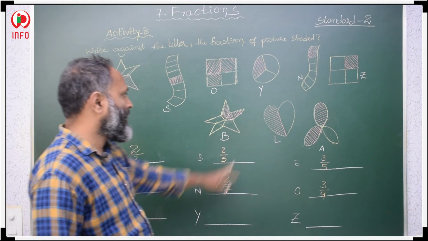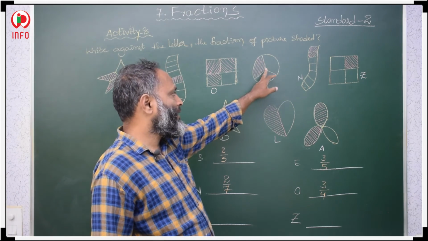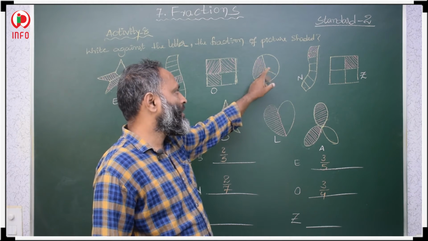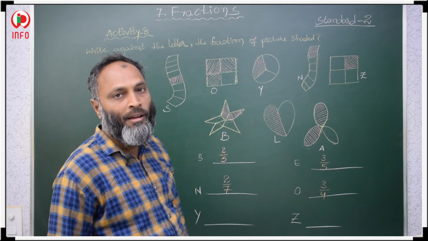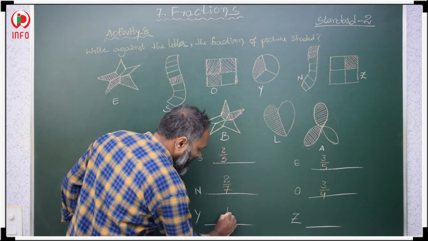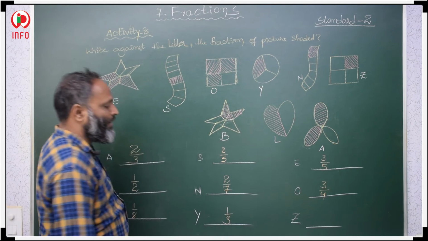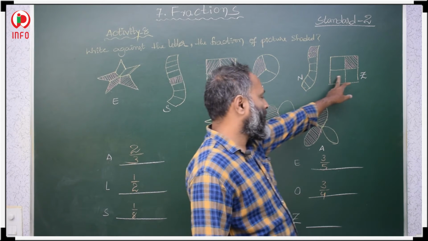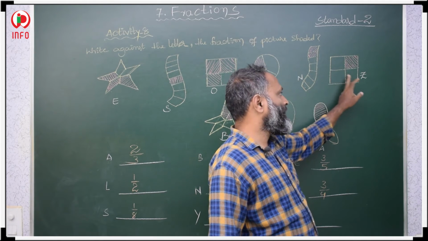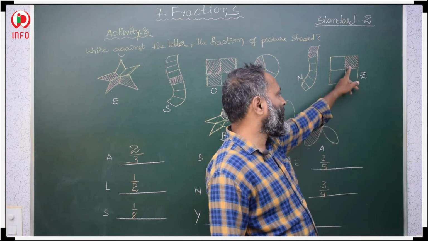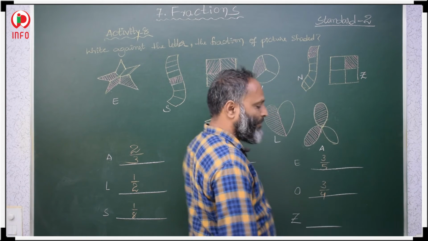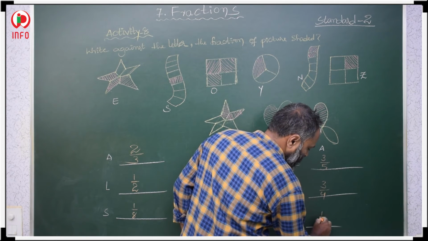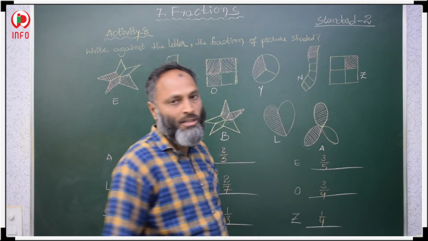Then letter Y. In this letter Y, in this circle, there are 3 equal parts, 1 is shaded, that is 1 by 3. Next, letter Z. This is a square. The square is divided into 4 equal parts. One part is shaded, that is 1 by 4. It is also called a quarter, or 1/4.